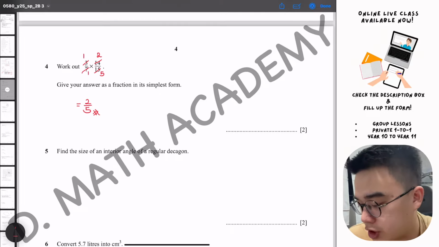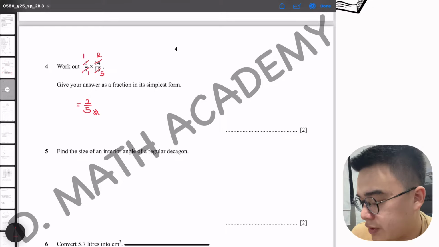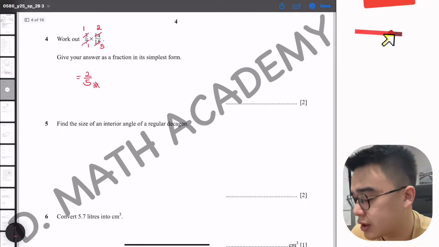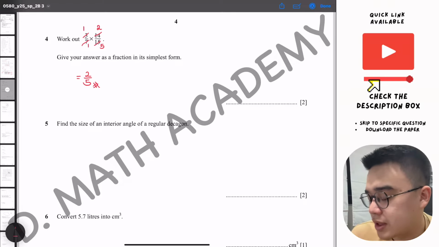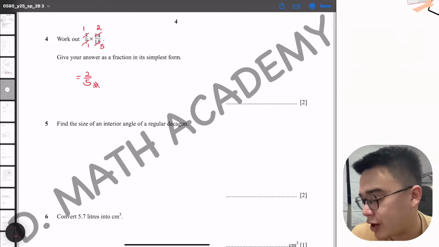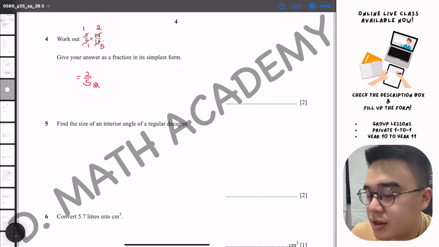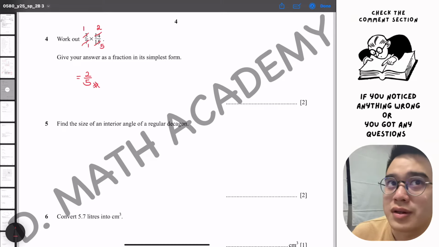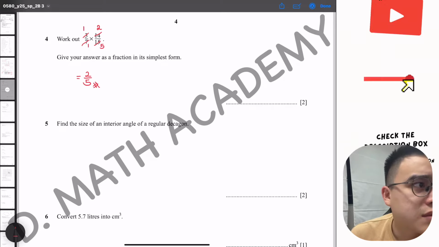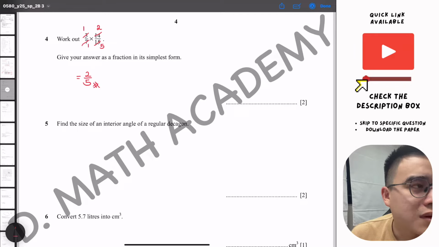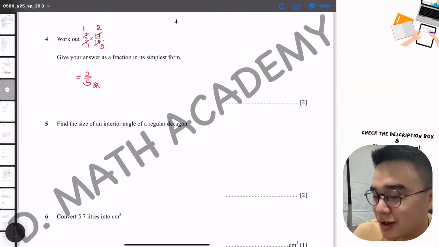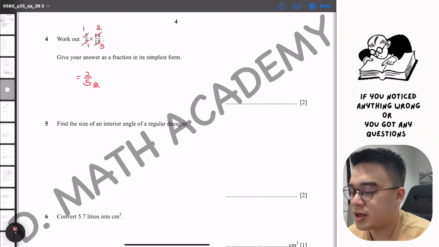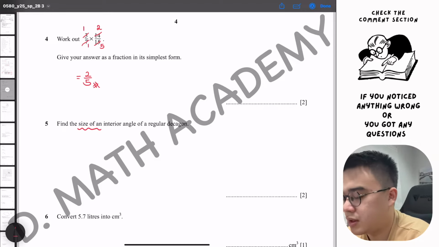Next thing is question 5. Question 5 is to find the size of an interior angle of a regular decagon. So decagon is the catch here. I'm not sure if you memorize the list. We have pentagon, hexagon, heptagon, after heptagon is octagon, nonagon, then decagon.